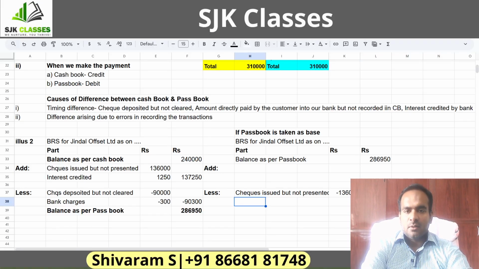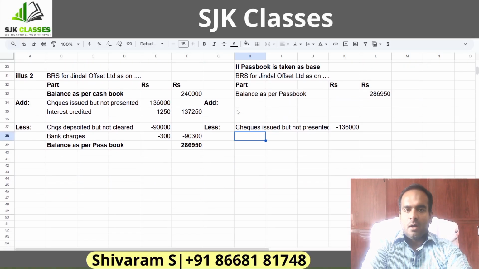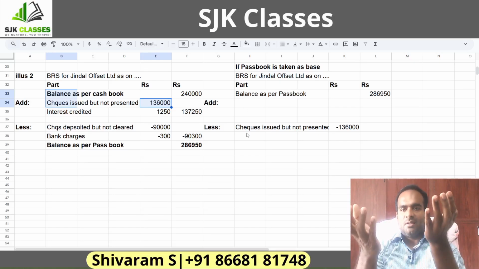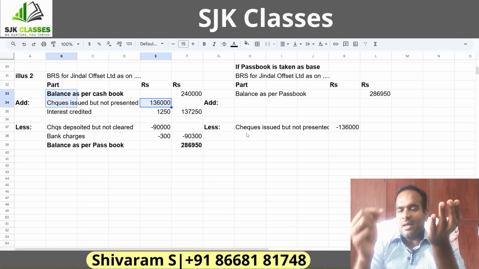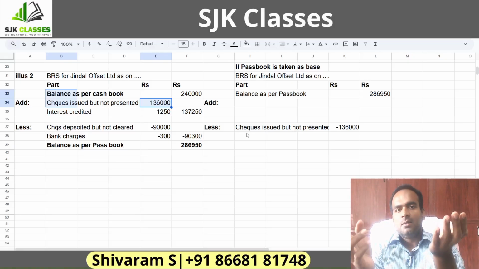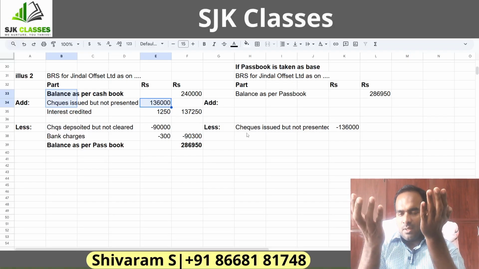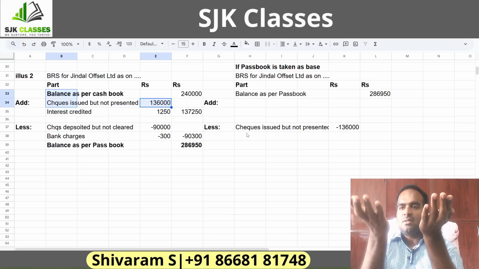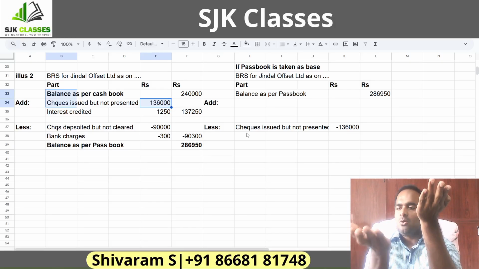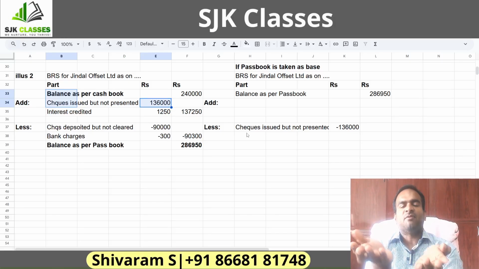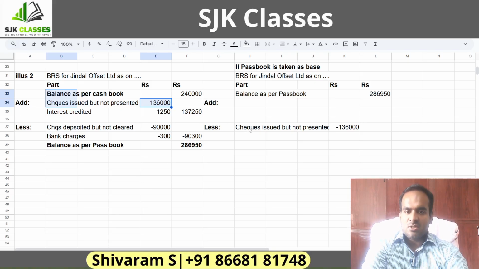I hope it is clear. We will show it as a reduction. When we take cash book as a base, this point was shown as an add component. When you take passbook as a base, it will have a reverse working. Concept is the same, the hand model is the same, just that the answer will be in the opposite way. So cash book has gone down, passbook remains the same. To match with right hand, I have to reduce my left hand. So left hand is going down, so it's a case of reduction.